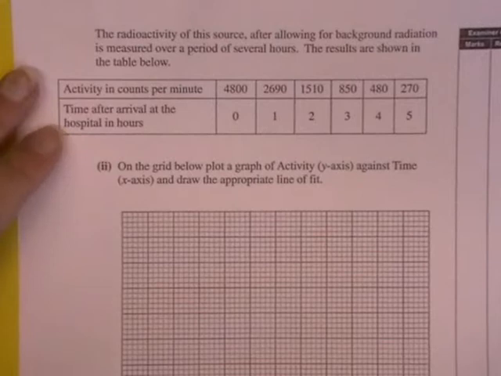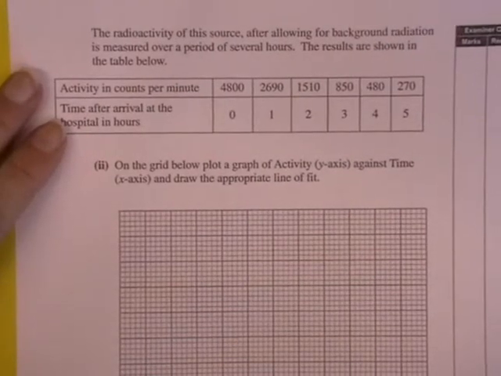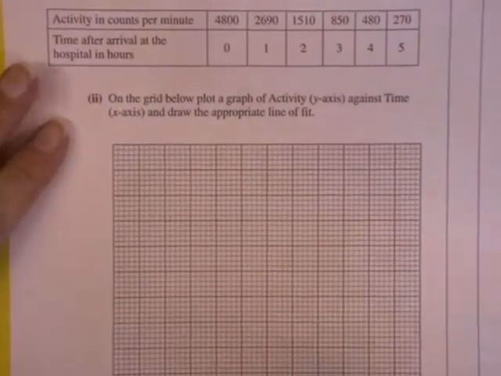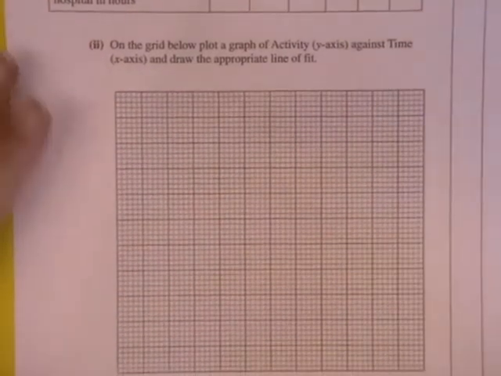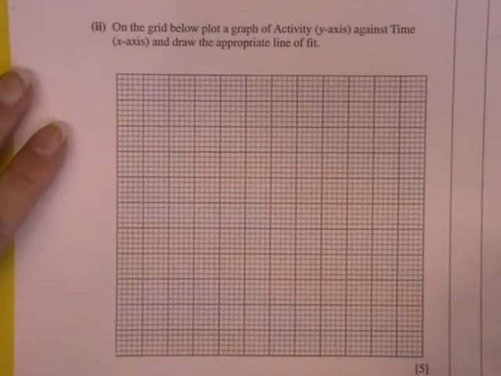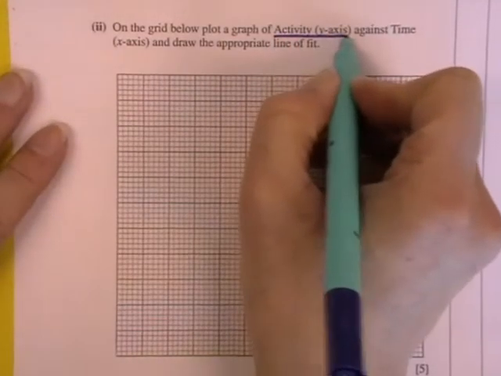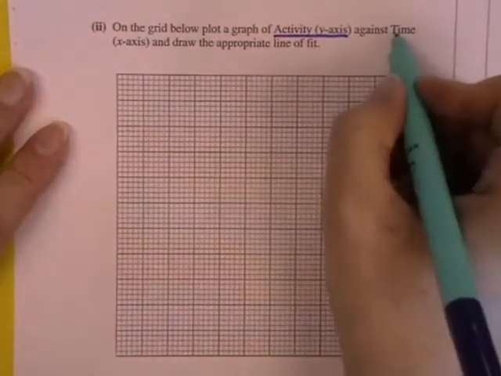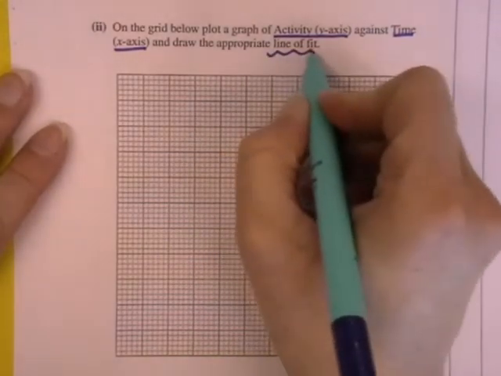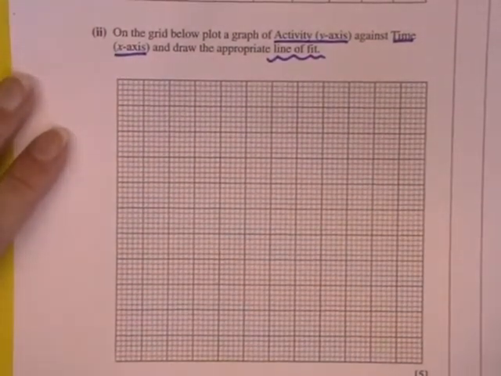Now, the next part of the question. The radioactivity of this source, after allowing for background radiation, is measured over a period of several hours. The results are shown in the table below. It plots activity in counts per minute against the time after arrival. The question asks you for a wee bit of your physics skill in terms of graphs. On the grid below, plot a graph of activity on the y-axis. You need to get these the right way round, against time on the x-axis, and draw the appropriate line of fit. Well, first of all, let's sort out the axes.